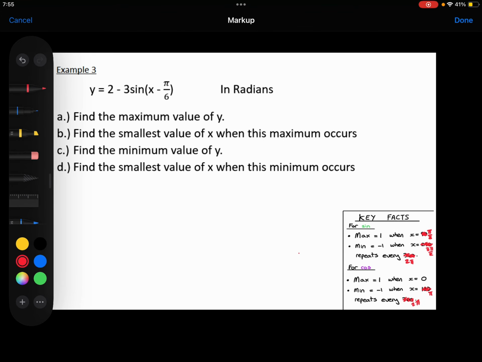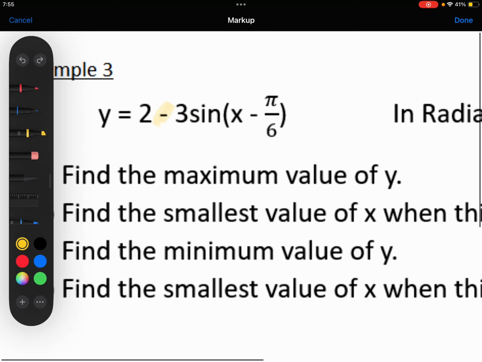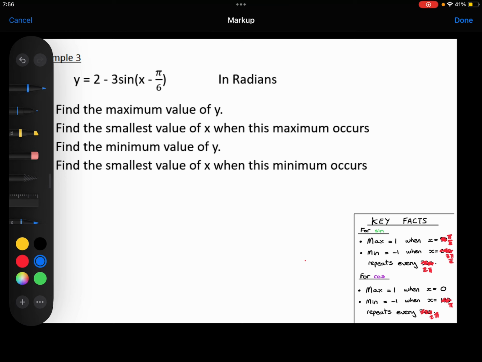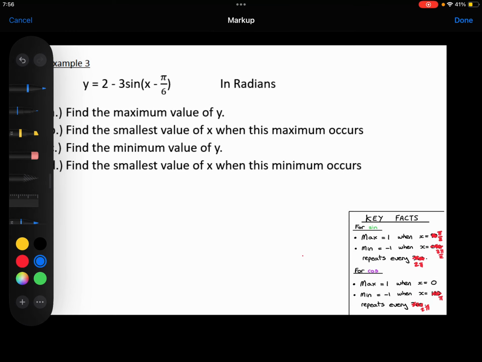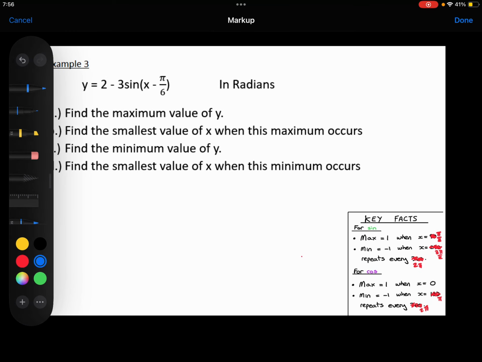Now, the other thing to point out here is, look, we've got a minus in front of the sine function. This minus here is going to flip my maximum and minimum values around. So I need to be careful about that. Right, so the maximum value of y. The maximum that this can possibly be is going to be plus 3. Then we'll add the 2 to that and get 5. That's the biggest that that can possibly be.